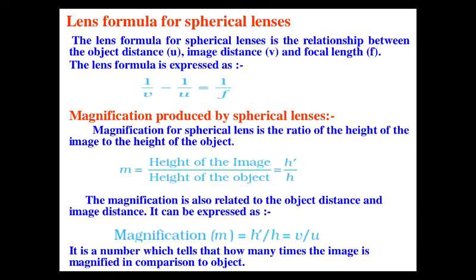In the same way, if magnification is -2, the minus sign is telling about a real image and 2 is telling that the image is 2 times as compared to the object. So what type of lens will it be? It is a convex lens.